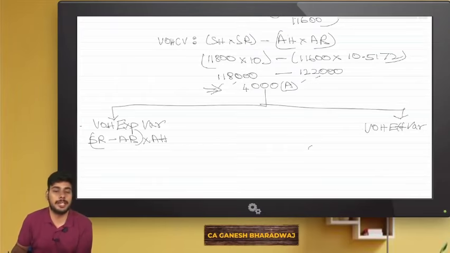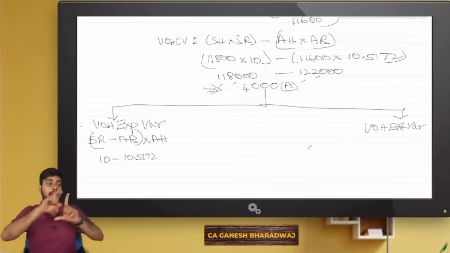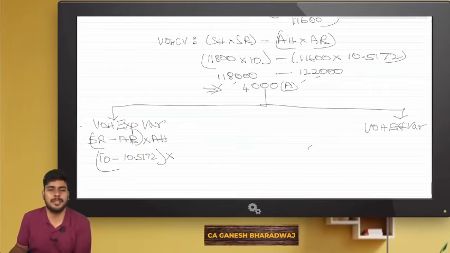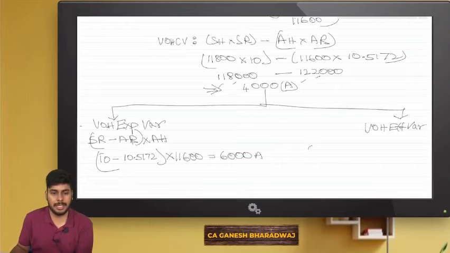Now standard rate, how much? 10. But I've actually paid for every hour, how much? 10.5172. Please keep the entire decimals in your calculator. If you just put 10.5172, it will not match. Fine. Into how much? Actual hours, 11,600. How much is this? 6,000 adverse.